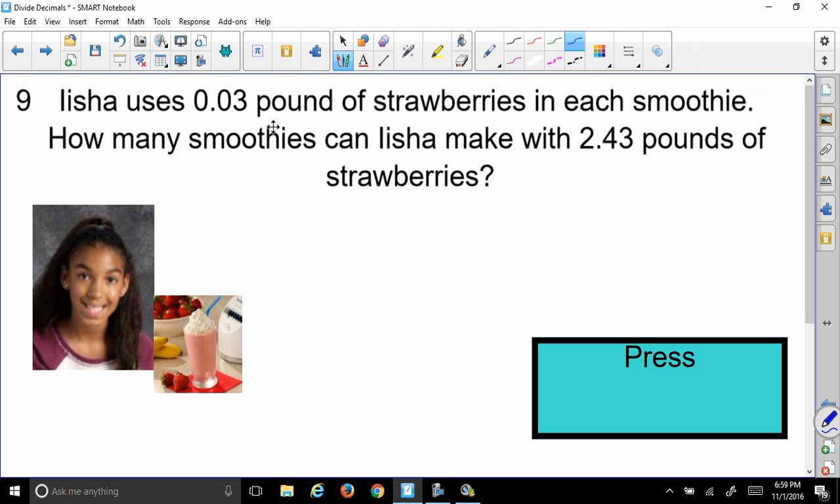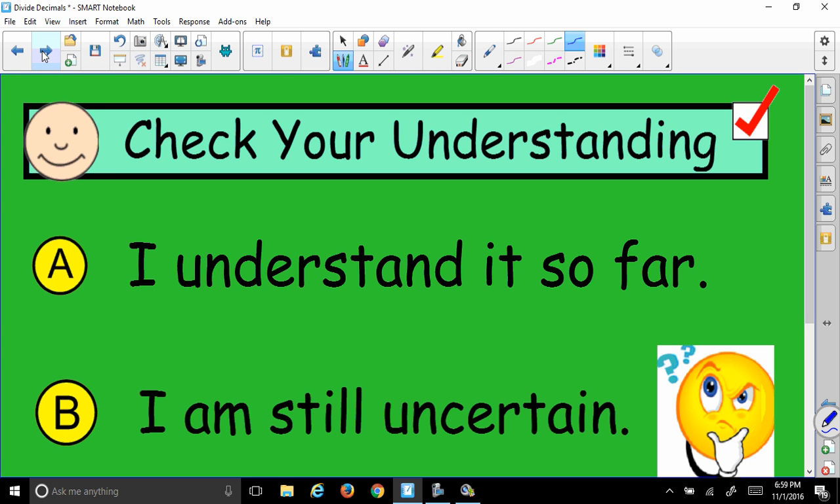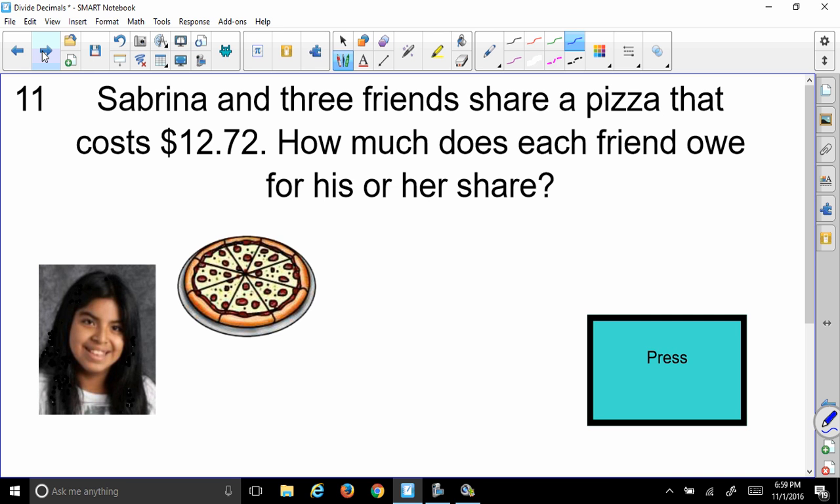Aisha uses 0.35 pounds of strawberries in each smoothie. How many smoothies can Aisha make with 2.43 pounds of strawberries? There's Aisha, so hopefully you can figure it out. Let's see what else we got. Check your understanding. If you understand it so far, great, but if you're not sure, rewind the tape and rewatch it again. Bring in your questions, write them down, and I'll be glad to answer them in class.